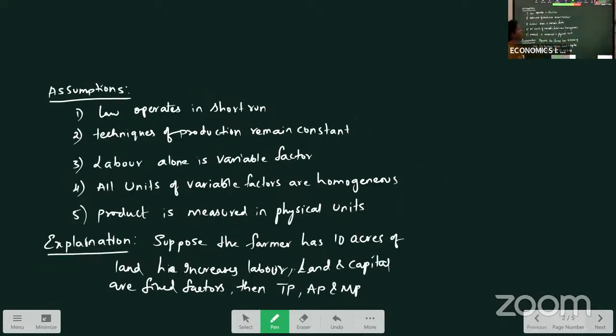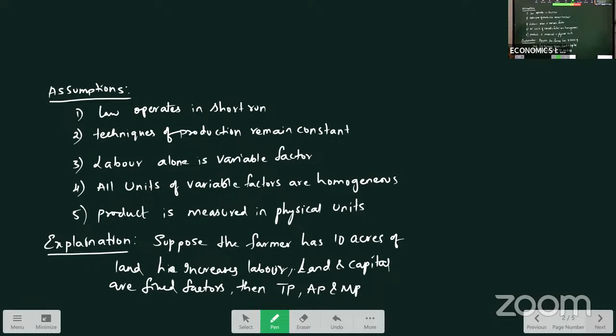And next you will be writing the assumptions. What are the assumptions we have made here? This law operates only in the short run, right? This law is for short run period only. Techniques of production remain constant here, and only labor is a variable factor. Remaining all are fixed factors. We assume that only one factor is a variable factor, and all units of variable factors are homogeneous. And the product, meaning the output we are getting, is measured in physical units.